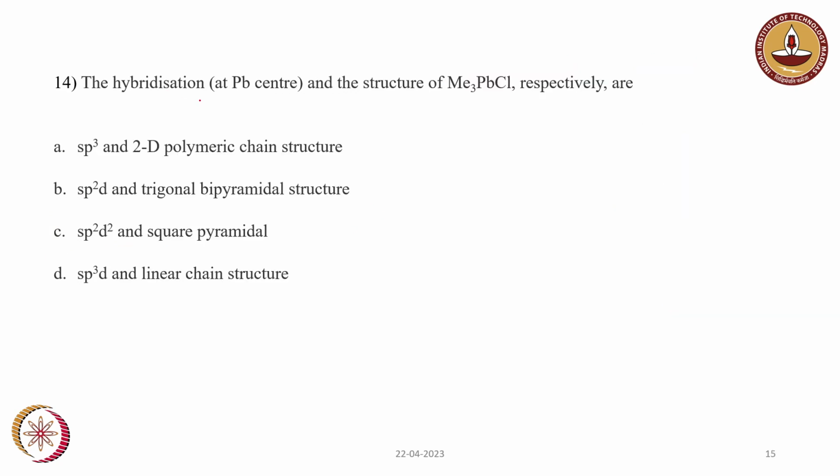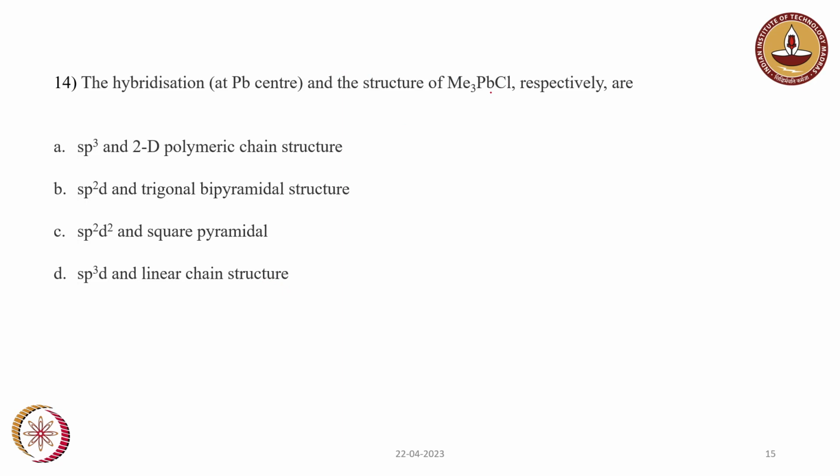Next question is: the hybridization at lead center and the structure of Me3PbCl respectively are. Option A is sp3 and 2D polymeric chain structure. Option B is sp2d and trigonal bipyramidal structure. Option C is sp2d2 and square pyramidal. Option D is sp3d and linear chain structure.